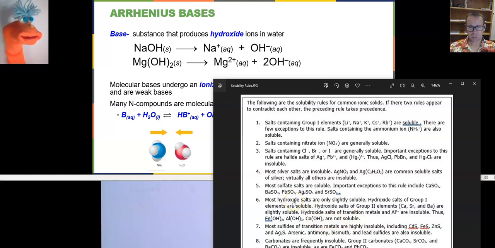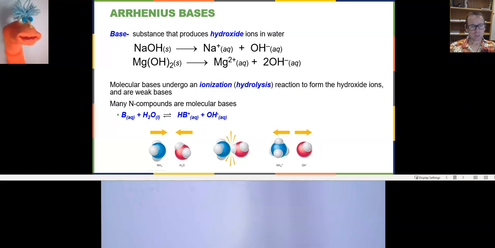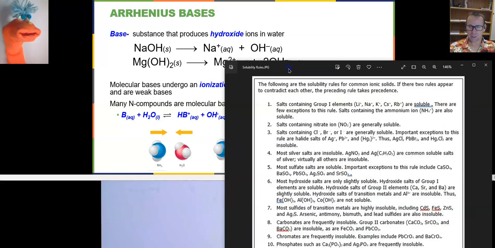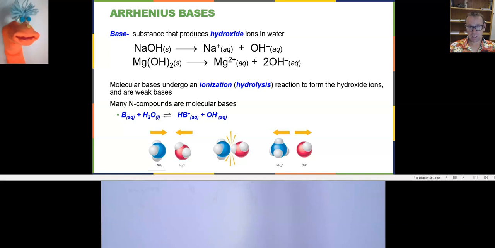So hydroxide salts are only soluble if they're in group 1, or if they're group 2 elements, calcium, strontium, and barium. Okay? If they're transition metal or aluminum hydroxides, those are not going to be soluble. So there's no list of strong bases on our periodic table, except this tells us which ionic compounds with hydroxide ions are completely soluble, and those are the strong bases.